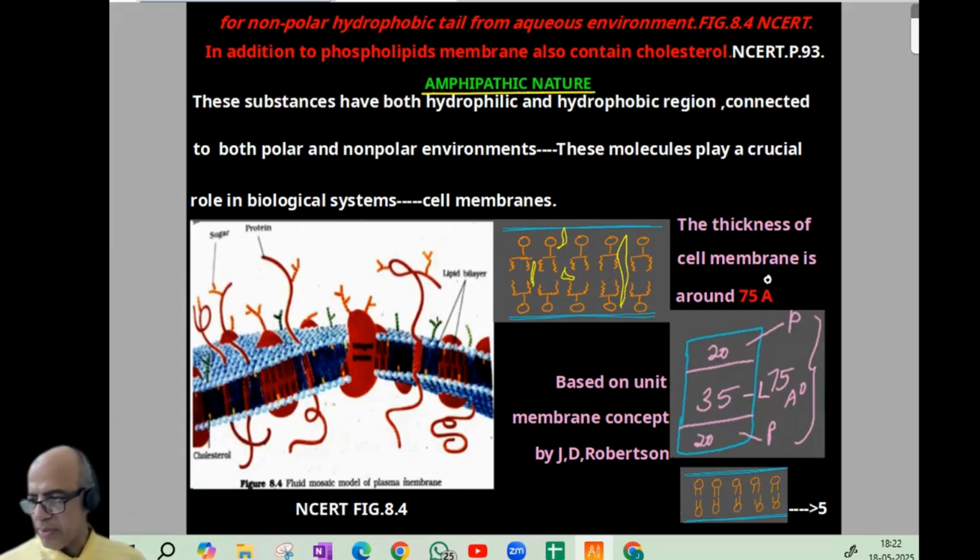And these are some diagrams. First one, NCERT only, 8.4. It's a labeling question. The other is just to show how it will be. Then this one is based on the unit membrane concept by J.D. Robertson. Just for namesake, I drew this diagram, but here I gave a statement: thickness of the cell membrane is around 75 angstrom. How that 75 comes according to Robertson is explainable. Total 75 angstrom. I think the idea is clear. Now we can proceed to the next page.